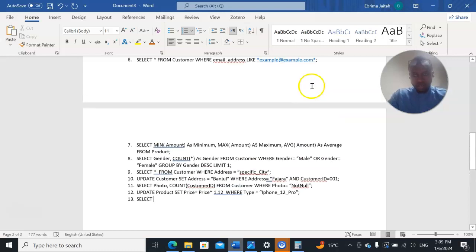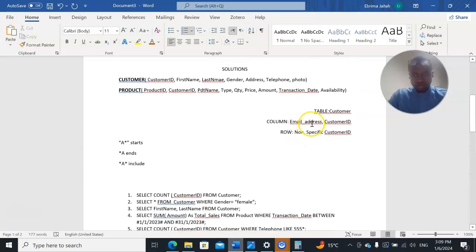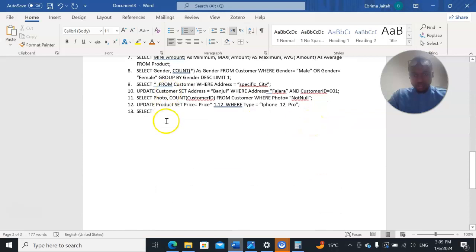We have here the email address, right? It doesn't have any information, so we are going to just select the email underscore email address. Now, this email address is from where? From the customer table. Select email from customer table where customer ID, where customer ID equals to what?